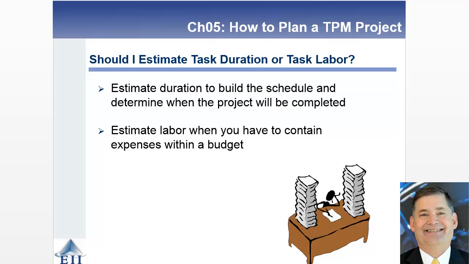So the duration allows you to build the schedule, whereas the labor allows you to work the budget component, because you're paying typically in terms of number of billable hours associated with a particular project.